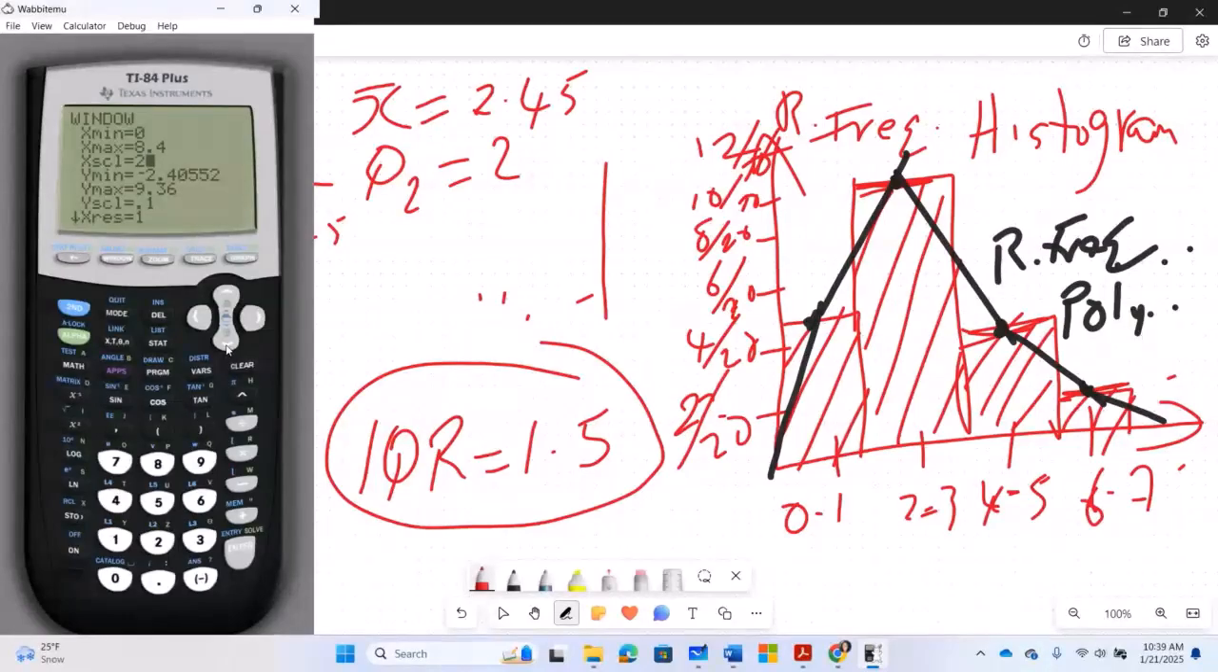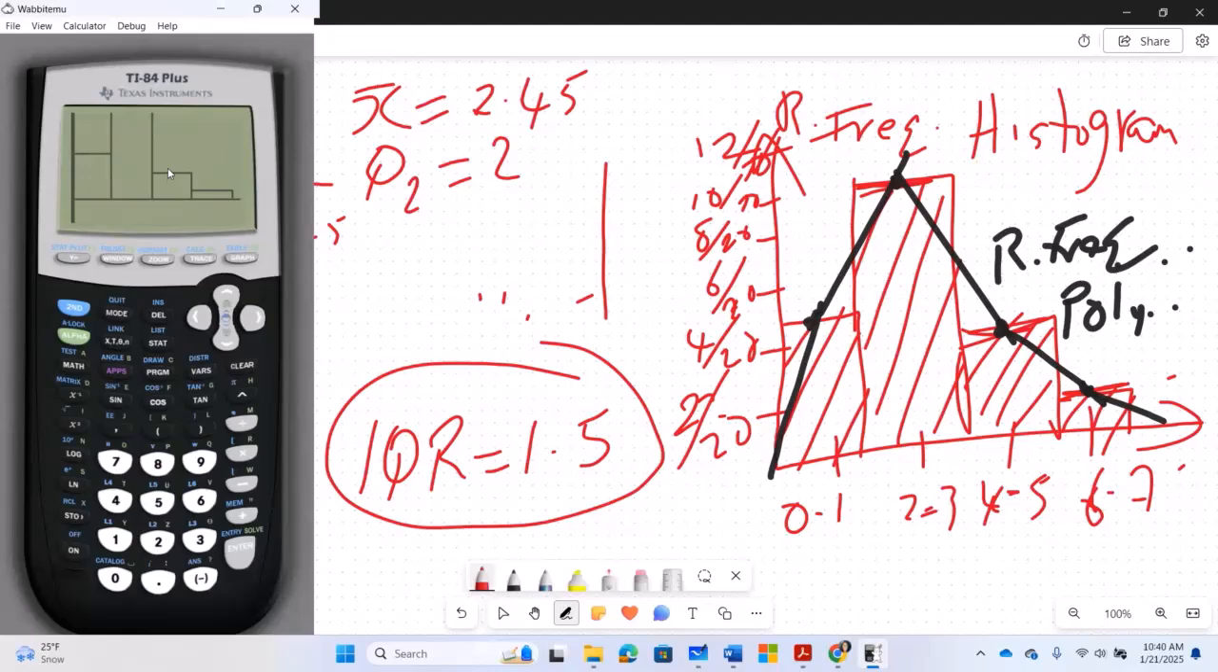After Zoom 9, I don't have to Zoom 9 again. So I'm just going to push Graph. So now I have 4 bars. So this is now looking like the graph that I have here. So I can be told to draw a frequency histogram using my calculator or by hand. I did it by hand and I did it by calculator. So feel free to do it any way you like. But you need to know how to do it both ways.